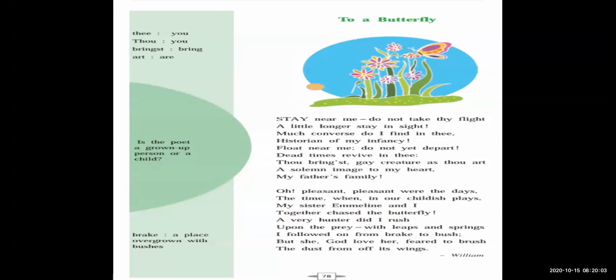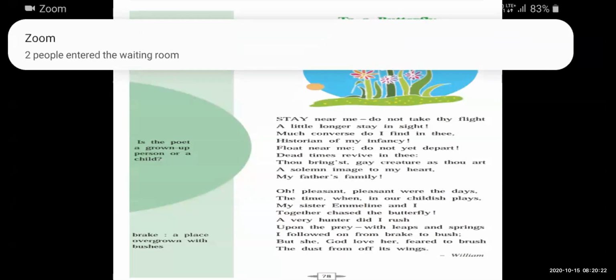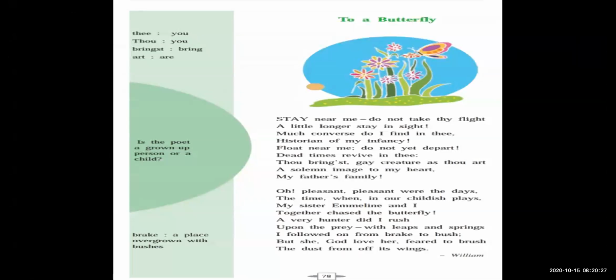Thou bringest, gay creature as thou art, a sweet image to my heart, my mother's family. Here, what does the poet express? The poet expresses that these creatures are very happy. These butterflies are very happy, and we see a colorful design on their wings.